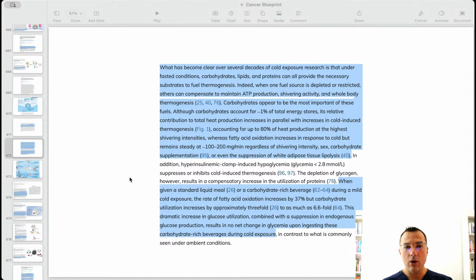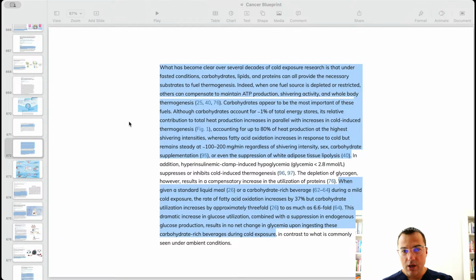Indeed, when one fuel source is depleted or restricted, the others can compensate to maintain ATP production, shivering activity, and whole body thermogenesis. So therefore, if you happen to be on a low-fat, low-protein diet, your body would use glucose exclusively to maintain the shivering activity. If, on the other hand, you are on a ketogenic metabolic diet and you are basically only doing fat and some protein, the healthy cells would adapt and they would use that as the source.